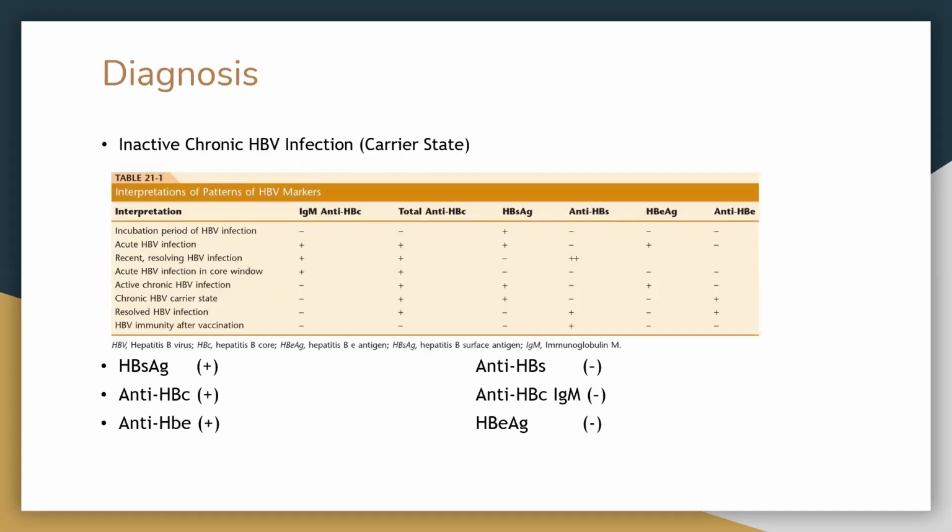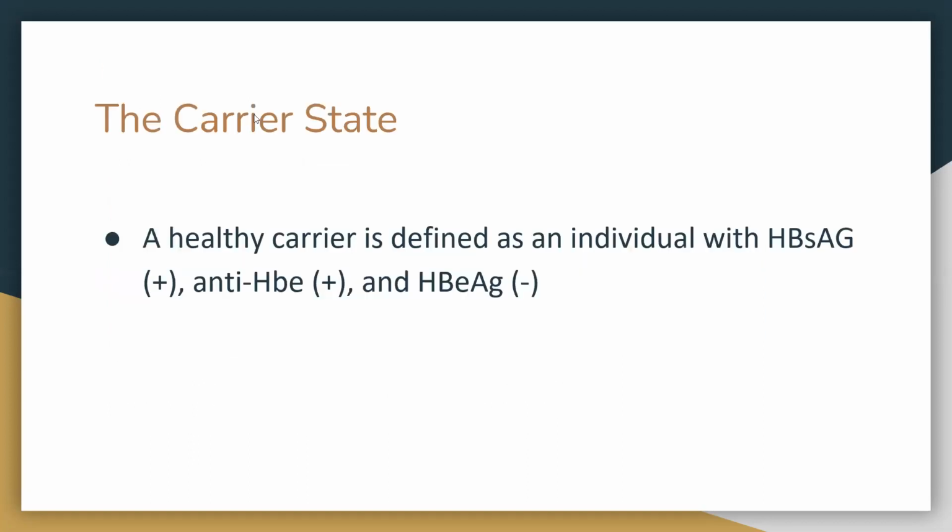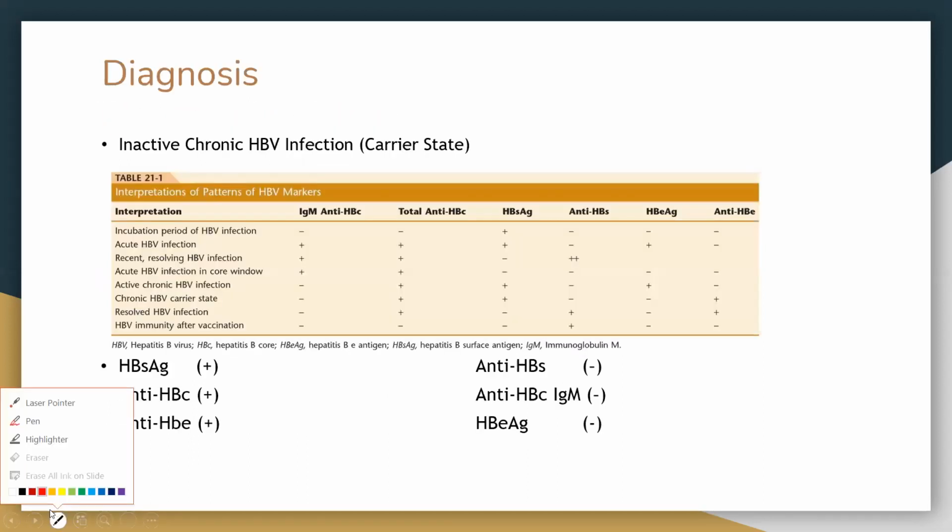So for our diagnosis, we diagnose the patient as having an inactive chronic HBV infection or being in a carrier state. We can see that the patient's results below coincide with that of the table as presented in our textbook.